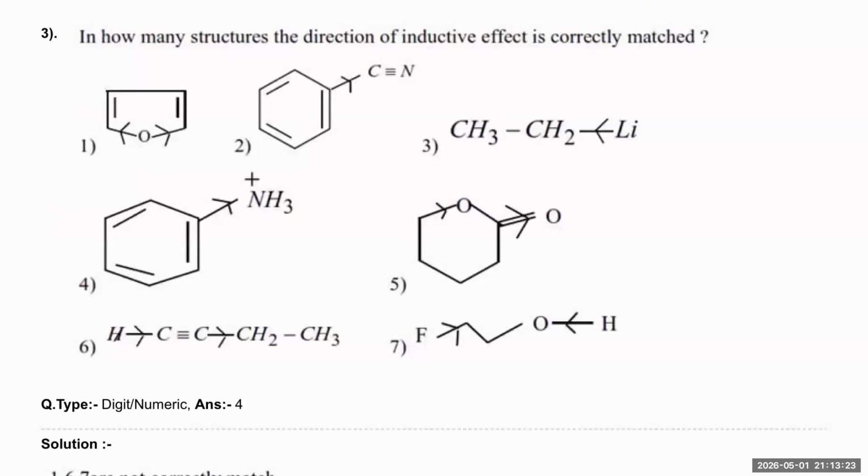How many of the following structures have the direction of the inductive effect correctly matched? It's a very good one. You need to check whether the groups are trying to give away electrons or take away electrons, based on electronegativity. Oxygen is more electronegative, so we expect it to pull the electrons, so the arrow should be the opposite way. This is incorrect. Cyanide is pulling, that is correct because cyanide is strongly electronegative. Carbon is pulling, which is correct because carbon is more electronegative than lithium. NH3 plus is strongly electronegative, so that is pulling, which is correct.